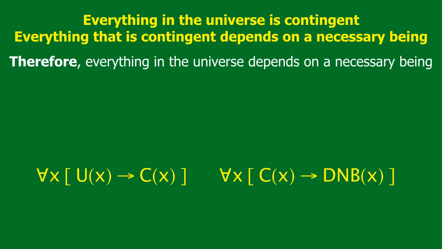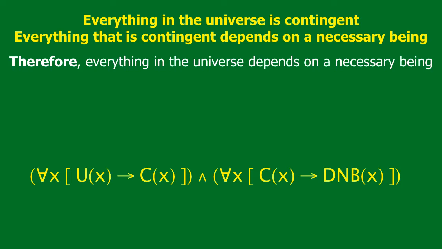The way that you join the two premises in contemporary logic is that what we're saying is if both premises are true, then the conclusion is true. So we put brackets around each premise, and we put another logical constant, which is the and sign. So the statement saying that the two premises are true is to say that for all x, U(x) implies C(x), and for all x, C(x) implies DNB(x). So this is a statement of the two premises. It's saying that it's true.